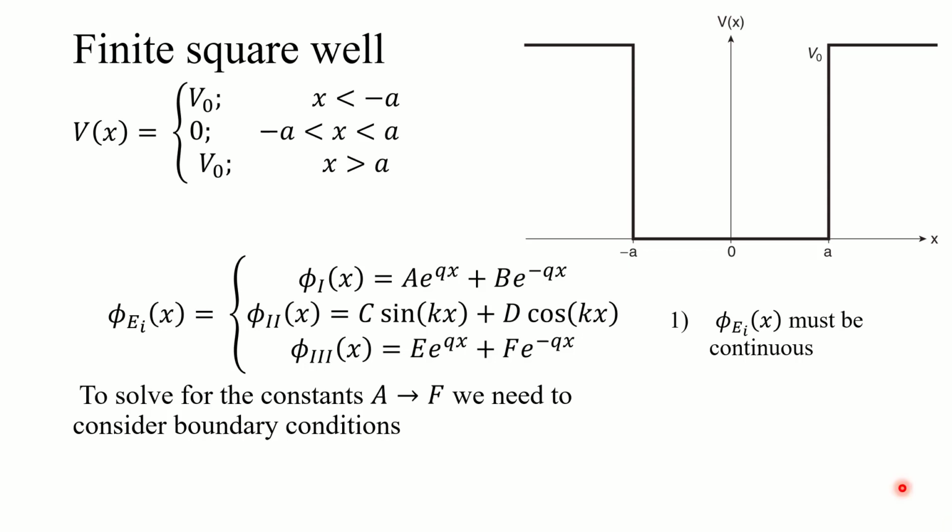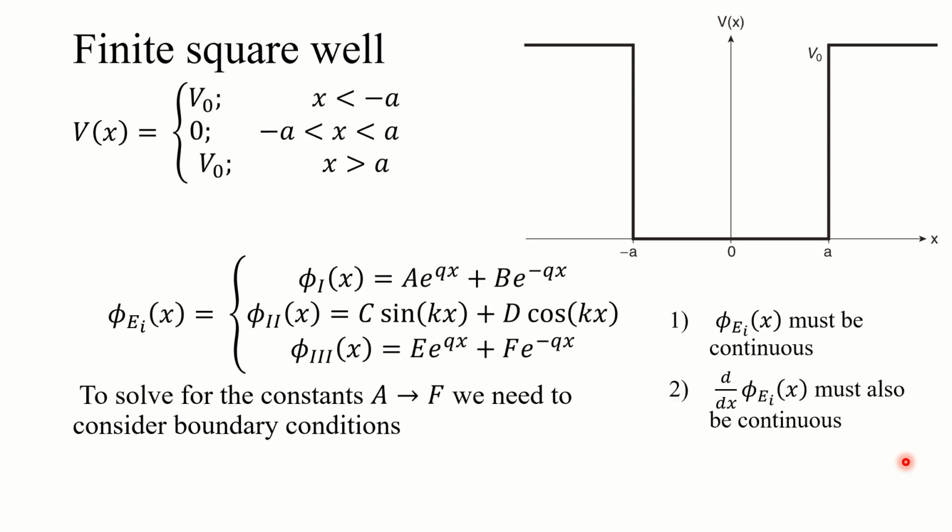So that means at these boundaries, at this boundary at negative a, the wave function from region 1 has to meet the wave function for region 2. Likewise, here, the wave function from region 2 has to meet the wave function for region 3.